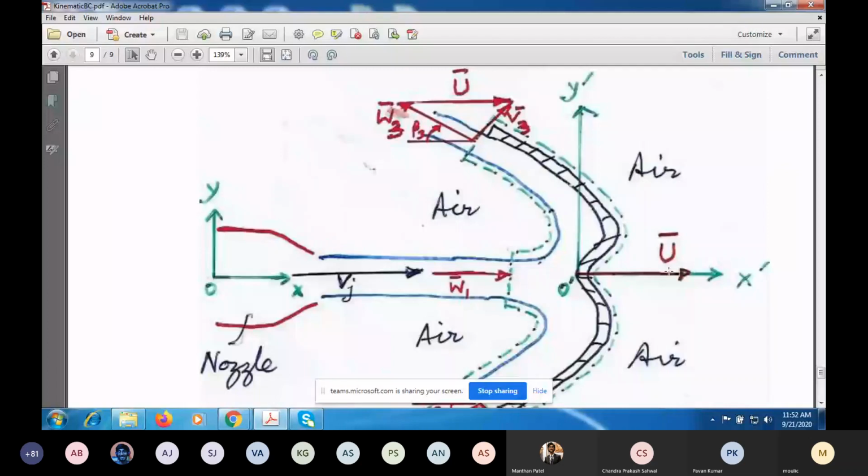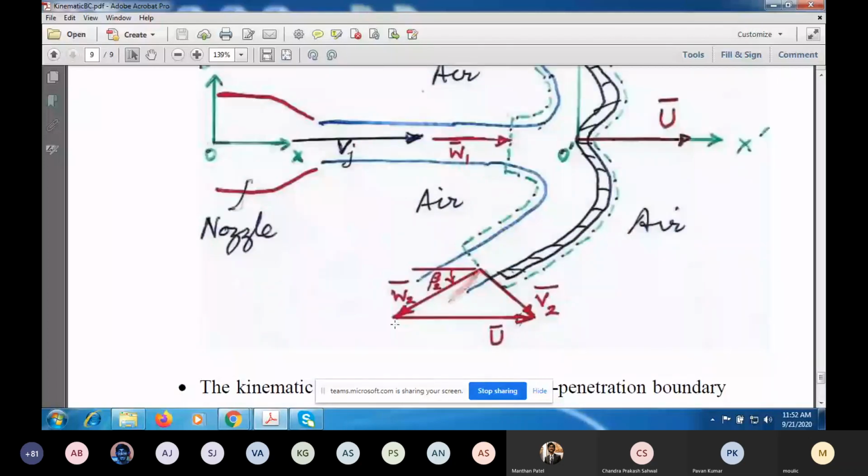So to V2, if I add U, I'll get W2. The direction of W2 will depend on the magnitude and direction, of course, for a given bucket. The direction of W2 is fixed, but the magnitude will depend on what is U and what is Vj. We'll come to it later.